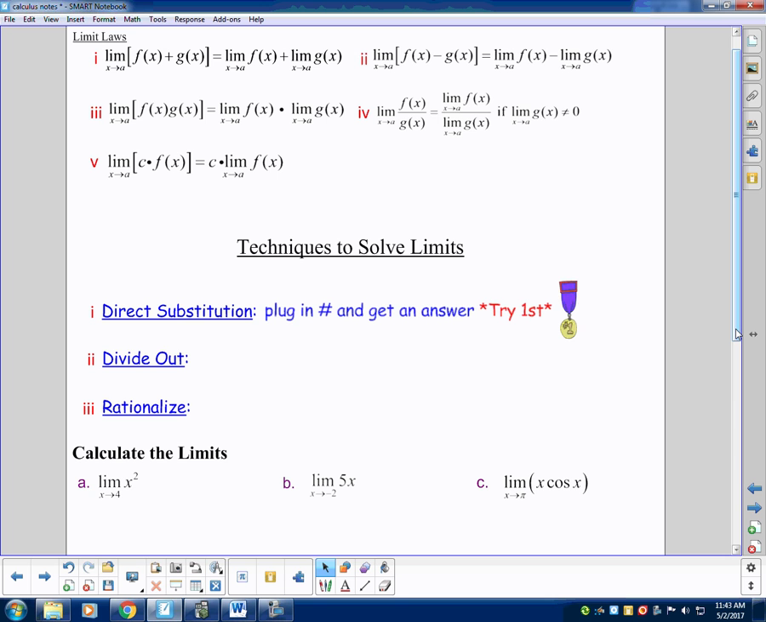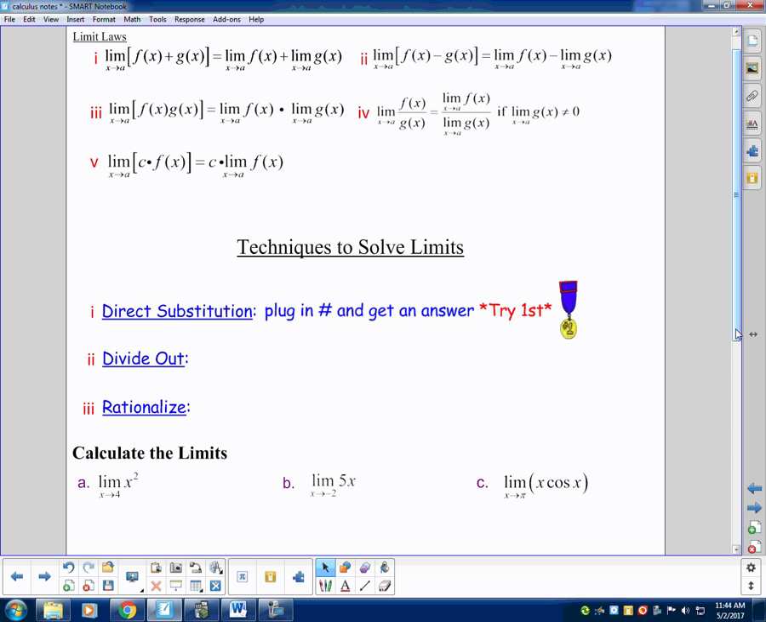Direct substitution is just plug in the number and get an answer. Try that first. So plug in a number and get an answer. If that works, we're good to go. You found the limit. The limit, remember, is just the y value of that function. Now, if you plug in the number and you don't get an answer, then you've got to use some other technique. So if you plug in a number and you get a 0, say, in the denominator, then you've got to find the limit another way or prove that the limit does not exist.